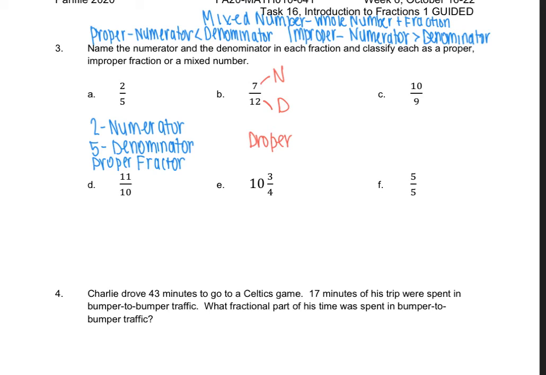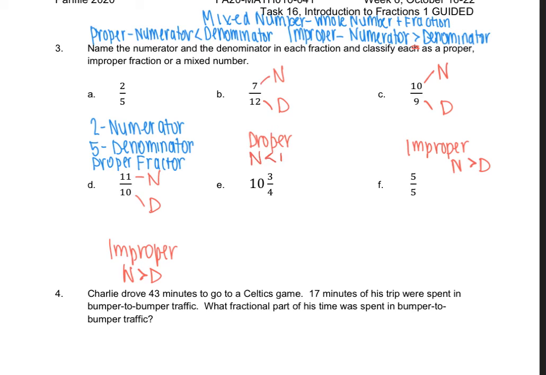How do we know it's proper? Because our numerator is smaller, right? This is our numerator, this is our denominator, and because our numerator is bigger, this is an improper. Here is our numerator, here is our denominator, and this would be an improper fraction, because again, our numerator is bigger than our denominator. This one, our numerator is smaller than our denominator, and here also.